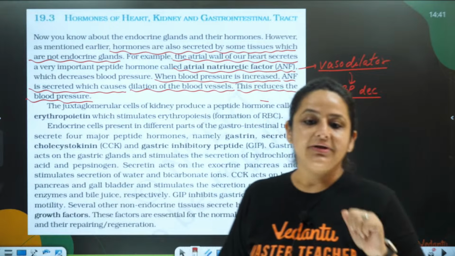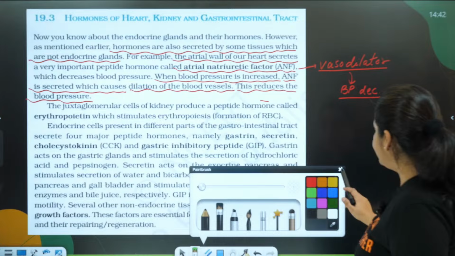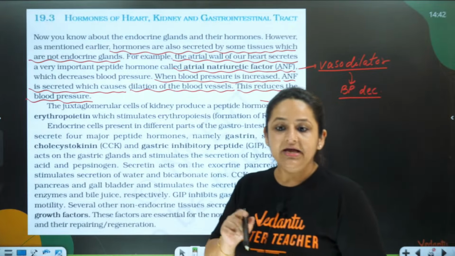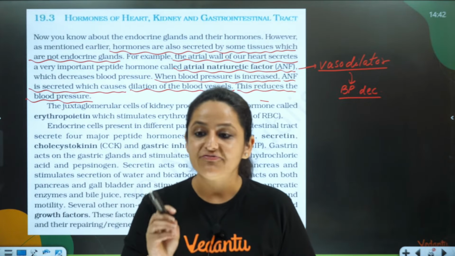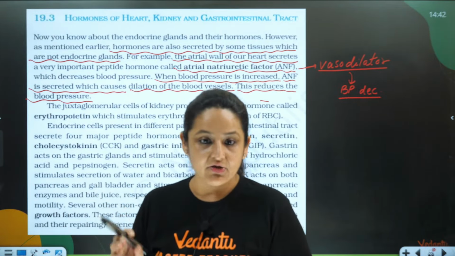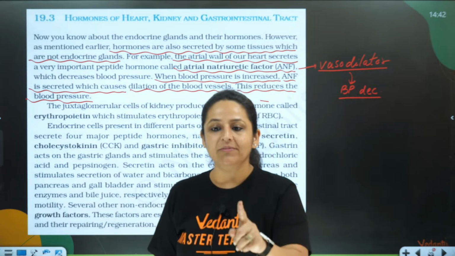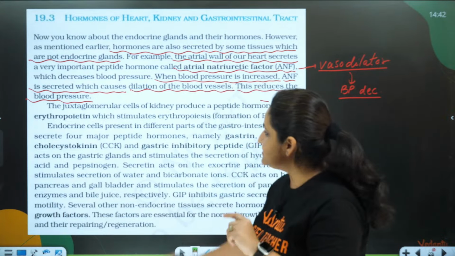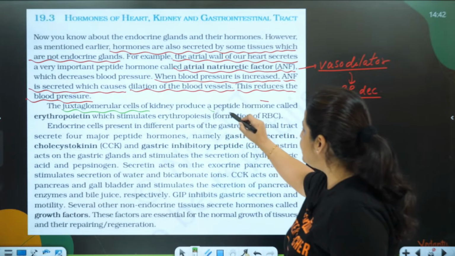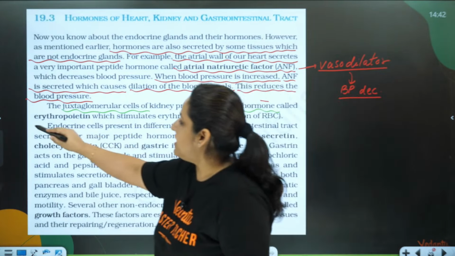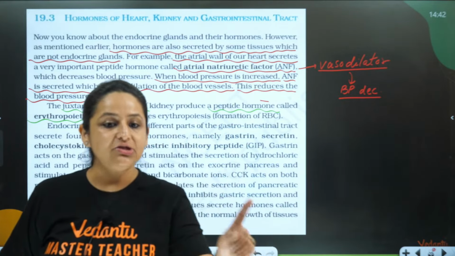Chalo. Now, next, the second hormone. So this was the hormone of the heart. Now we are going to talk about the hormone of the kidneys. You remember some of the cells of the afferent arteriole are called JG cells, also called juxtaglomerular cells. These JG cells of the kidney also release a peptide hormone called erythropoietin. They release a protein hormone called erythropoietin.